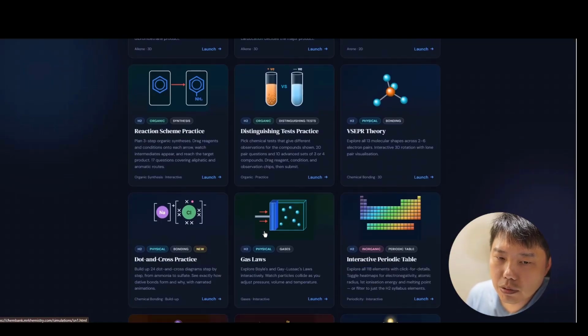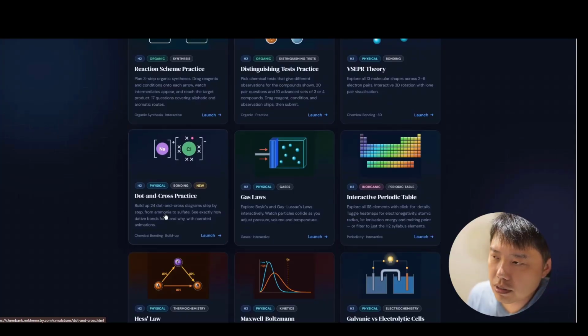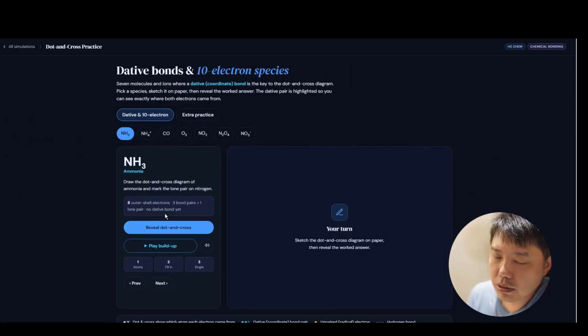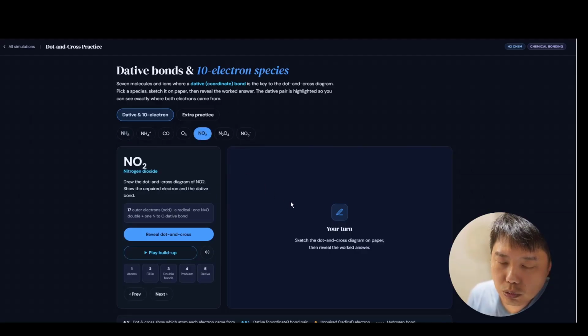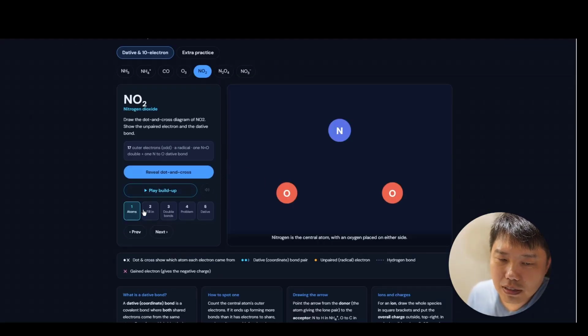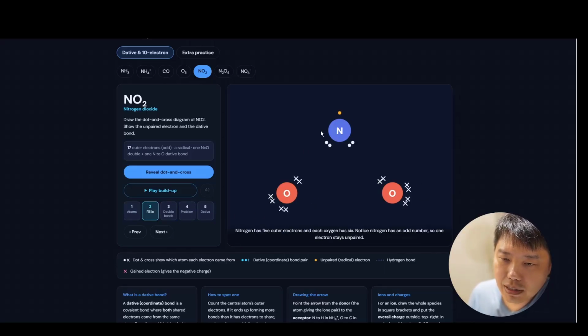and we're going to make use of our dot and cross simulations. Launch it. Okay, so we're going to practice NO2 today. First let's put down the atoms. You can see that nitrogen is the central atom. Oxygen will be placed either side, and then you fill in the valence electrons.